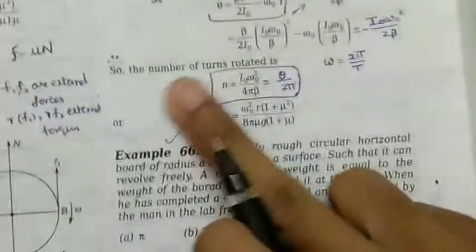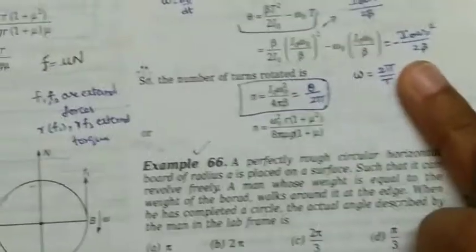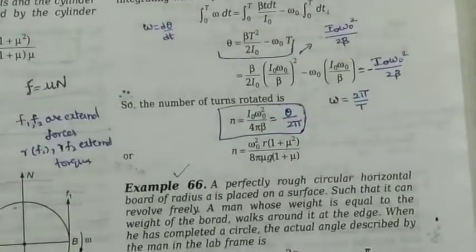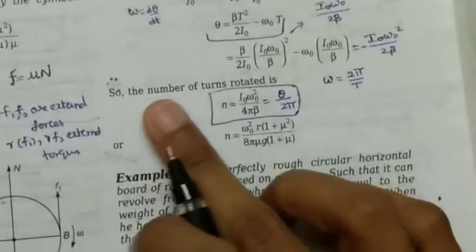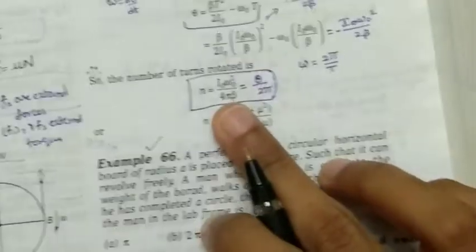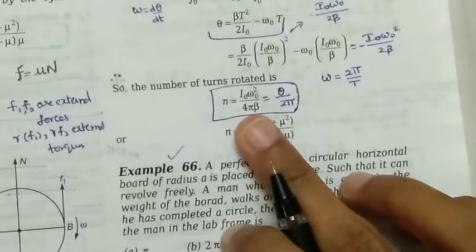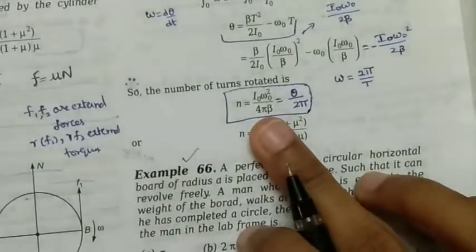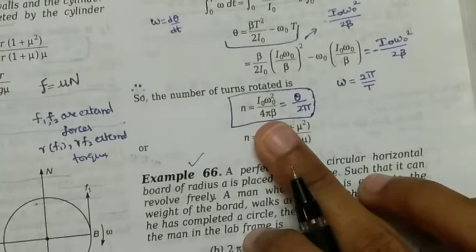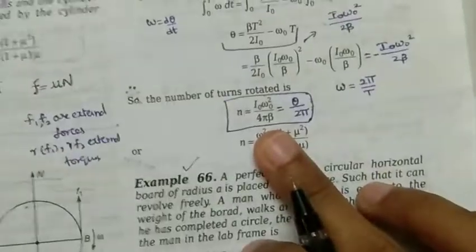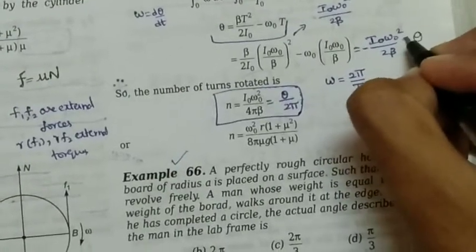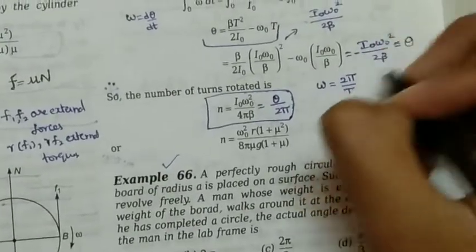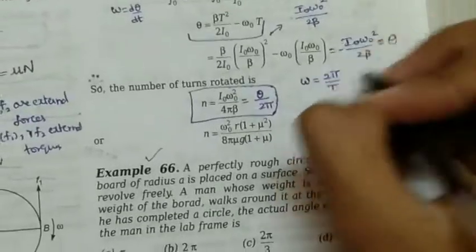So the number of turns rotated is, as the angle cannot be negative, we neglect this negative sign. So finally how many turns it has rotated, how we can calculate from this: this is theta. So the cylinder has rotated this much angle before coming to stop.